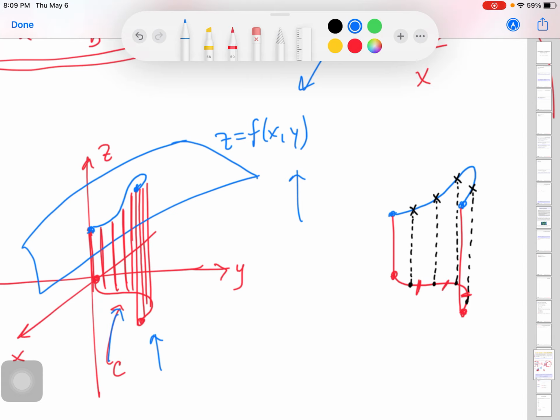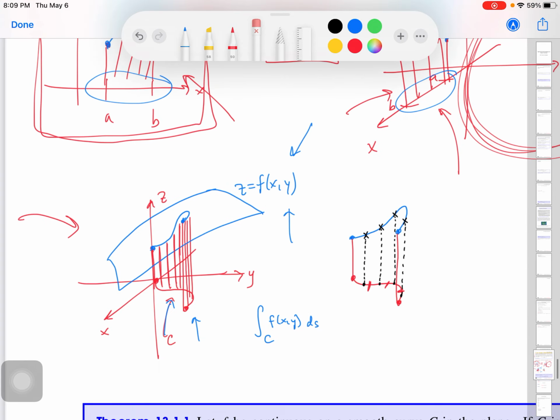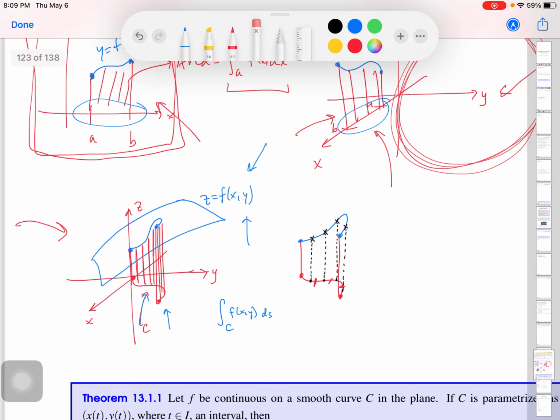Well, first of all, I'll give you the notation. The area of this curtain we are going to denote by the integral of f of x, y ds over C. And that is what we're going to call the line integral over the curve C with respect to arc length. And the definition above walks you through how we obtain that, and I'll just mention a few things about that.